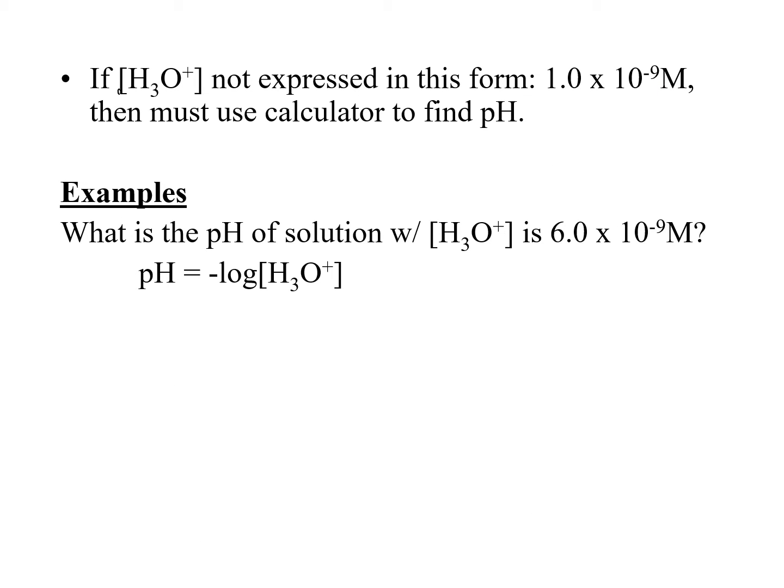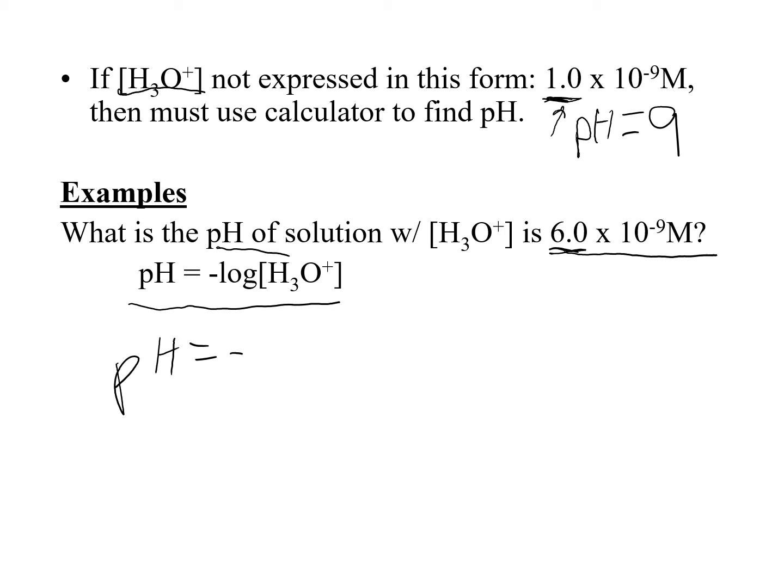If you are given a hydronium ion concentration where you do not have a 1 written here, so for example this one, 1 times 10 to the negative 9th, we can just take the exponent and say pH is equal to 9. If we don't have a 1 here, for example in this one below we have 6, then we have to use our calculator and use that log formula. pH is equal to the negative log of hydronium ion concentration. So in this example we're asking for the pH when our solution has a hydronium ion concentration of 6 times 10 to the negative 9th.